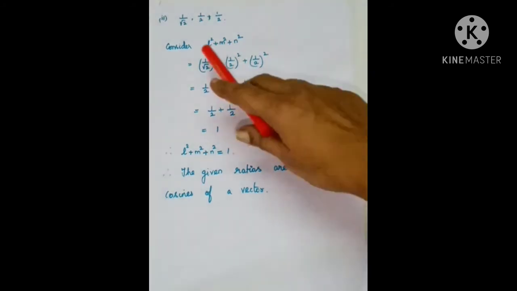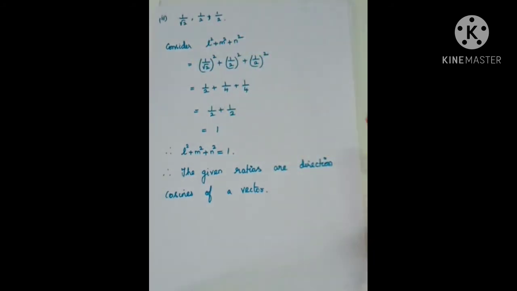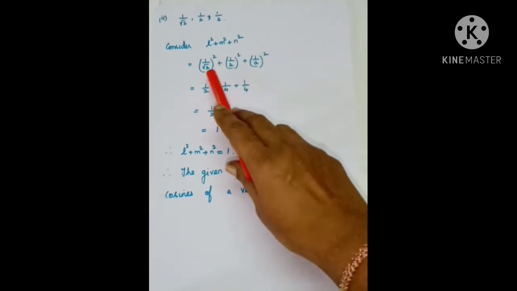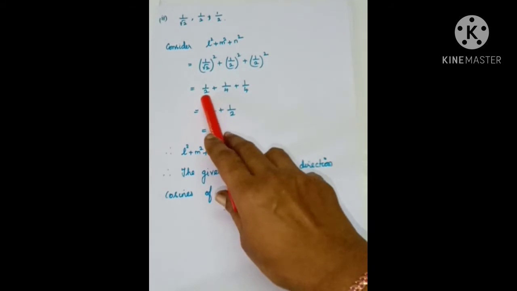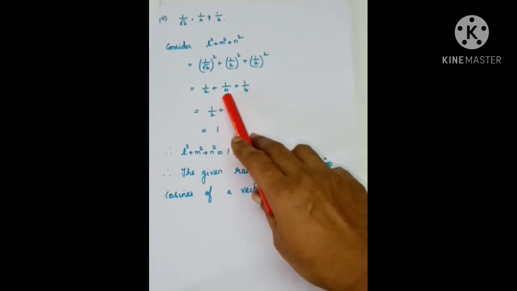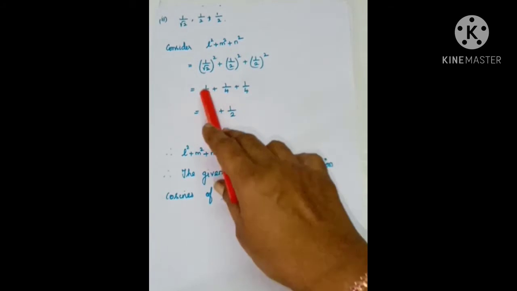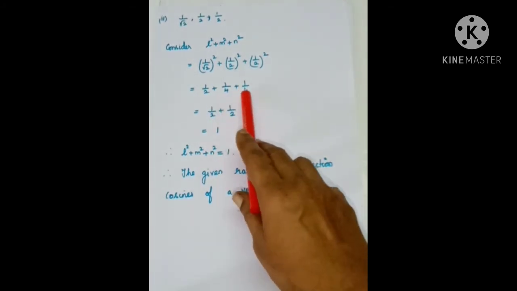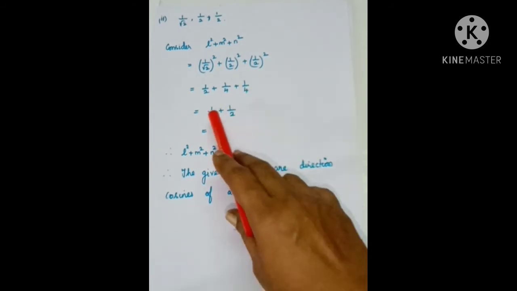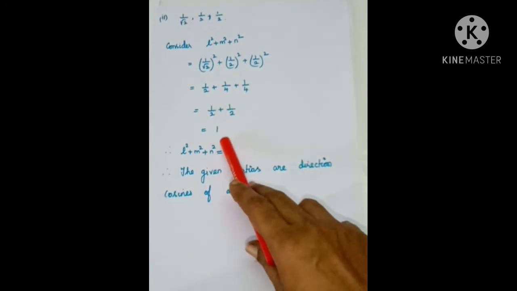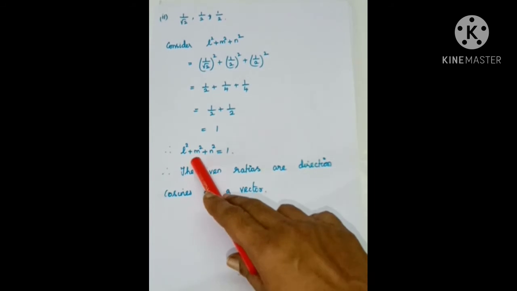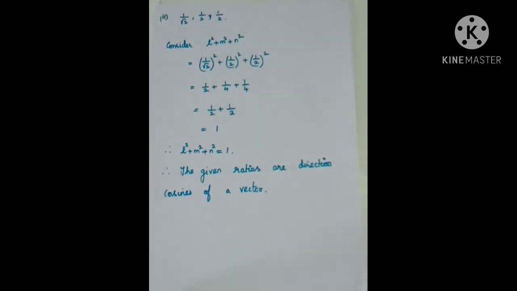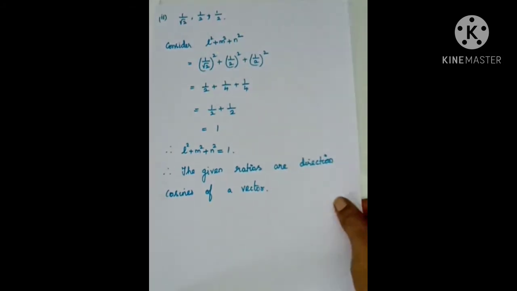You take the second subdivision. The ratio is given 1 by root 2, 1 by 2, 1 by 2. So you have to consider L squared plus M squared plus N squared. 1 by root 2 the whole square is 1 by 2. 1 by 2 the whole square is 1 by 4. Here also 1 by 4. 1 by 4 plus 1 by 4 is 2 by 4, that is 1 by 2. So 1 by 2 plus 1 by 2 is 1. Therefore the sum of the squares of the direction cosines is equal to 1. So these ratios are direction cosines of a vector.